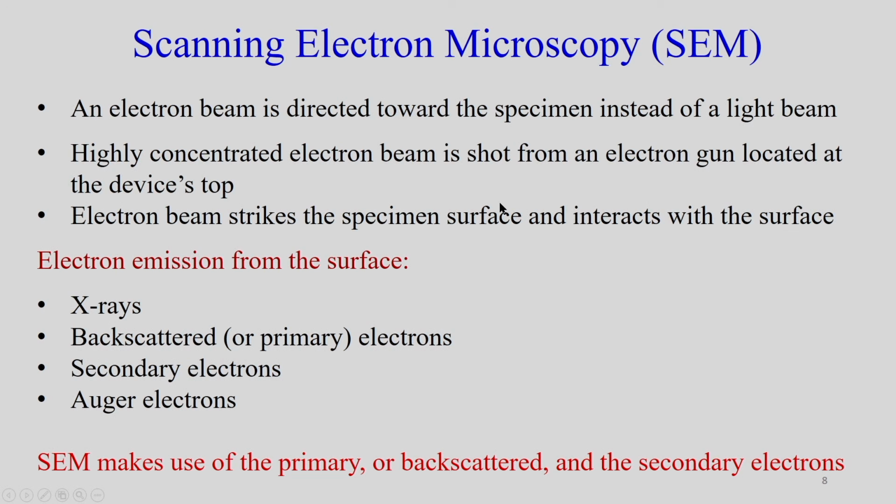Now, when this electron beam interacts with the surface, there will be electron emission and X-ray emission. It will be the backscattered or primary electrons, it may be the secondary electrons, it may be the Auger electrons. Now, SEM makes use of these electron emissions. It may be primary, backscattered or secondary, but mostly we use the secondary electrons to make the images or to analyze the samples.